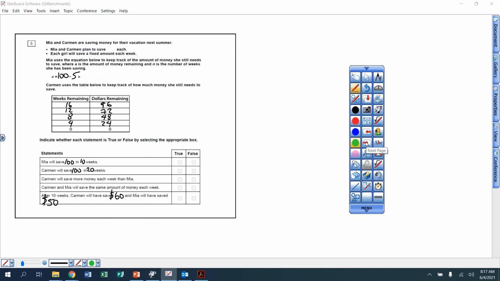This one, you know that for Mia, her rate of change, we're going to make this simple equation. Her rate of change comes from the number in front of the n right there. That's how much she saves each month. For Carmen, to get her equation, I got to look at the change in the y data versus the change in the x data. If I divide those out, that gives me Carmen's rate of change, how much she's saving every month.